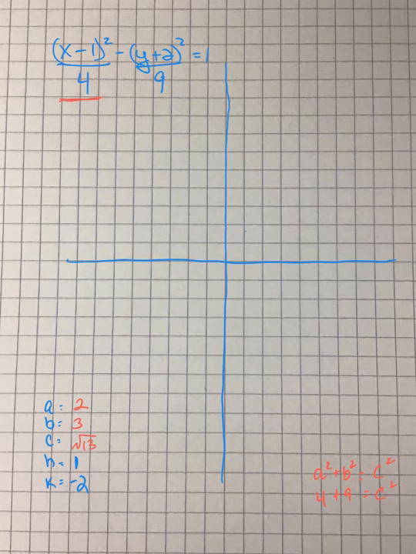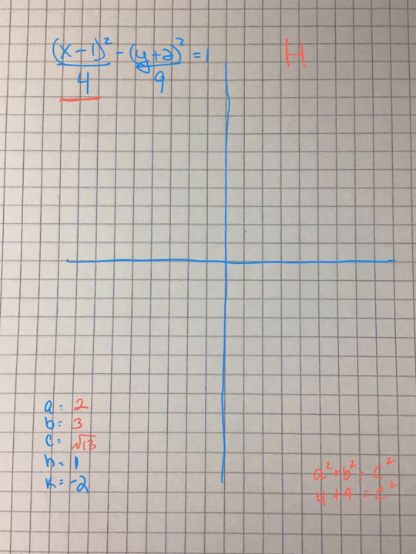So now we have to decide if this is horizontal or vertical. This is very important too. In the ellipse, it was where the big guy was, but not in the hyperbola. For a hyperbola, if the X is the positive term, which it is in this case, it's horizontal. If the Y is the positive term, it's vertical. So we know this is horizontal. So this is what we're going to do.